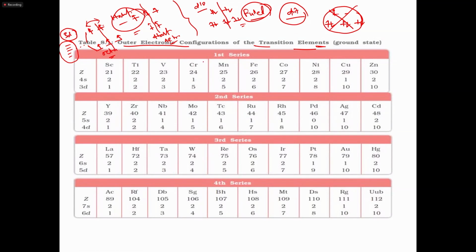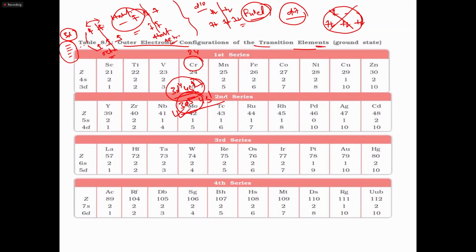So that's why when we come to chromium, it has atomic number 24. There are two possible electronic configurations in general. One is 3d4 4s2, and another configuration is 3d5 4s1. Here the first is not half filled, but the second is half filled. So it will be favored. That's why for chromium the electronic configuration is 3d5 4s1.